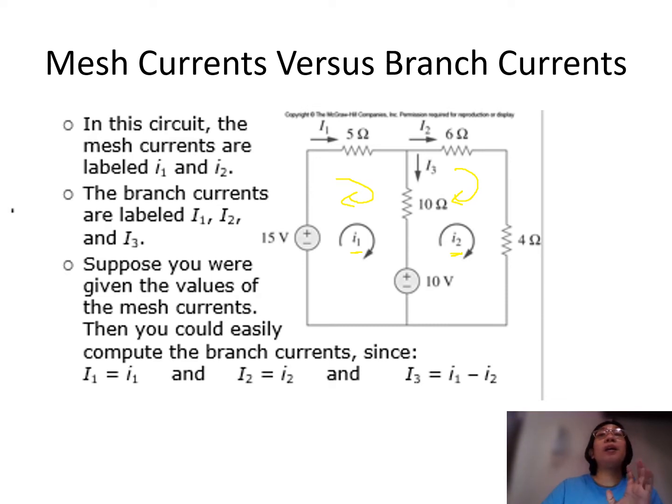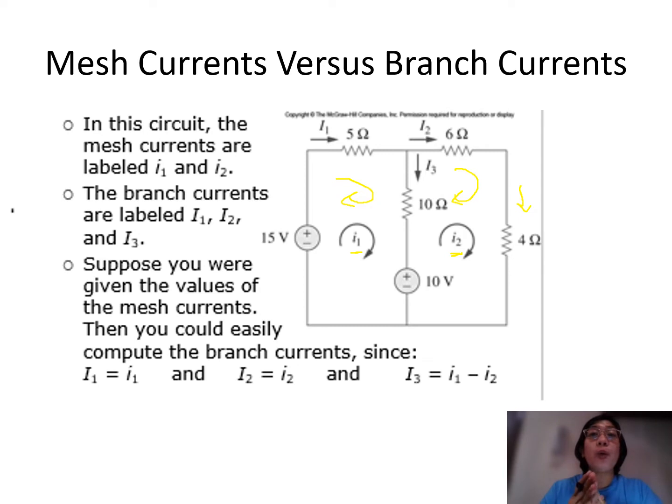If you're asking why there is no current I4 here, it's because your I2 is the same current that will flow across your 4 ohm resistor here, making this 6 and 4 in series. Therefore we have 3 branch currents. If we make use of Kirchhoff's laws, we need 3 equations because we have 3 unknowns. So where are your 3 unknowns? Your I1, your I2, and your I3.